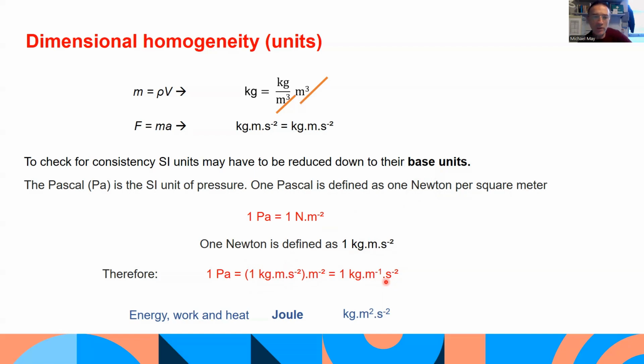And when we're dealing with work, energy, and heat, they all have the same SI unit, which is the joule, but the joule's base unit is kilogram meter squared per second squared. So sometimes you're going to have to break down the unit, the joule, the Pascal, or the Newton, and other SI units as well, down to their base units to just make sure that your equations are consistent.